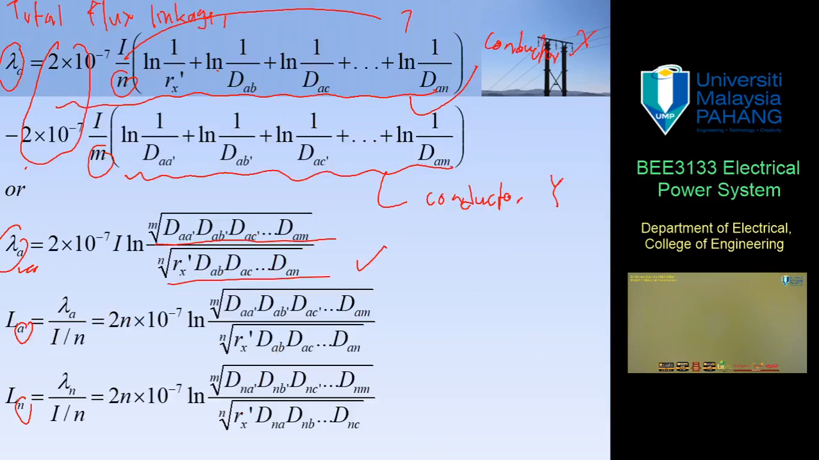Okay, so for lambda A, the inductance of the subconductor A, the LA, the lambda A is the same, but for this case it's I over N, because the current is I over N. Same goes with this one, but this is the lambda N, and it's the same I over N. So we just divide with the I over N, then the N brings up, so we get 2N, only multiplied with N here. Okay, so it becomes this. Same with this.